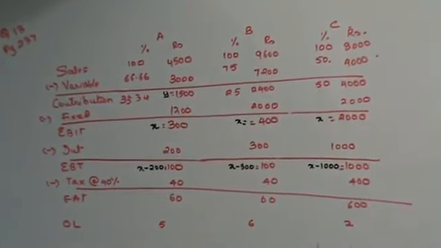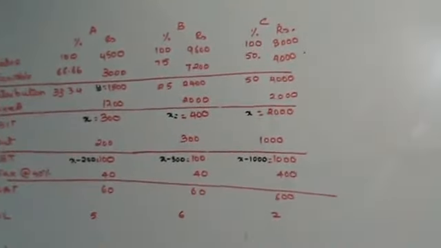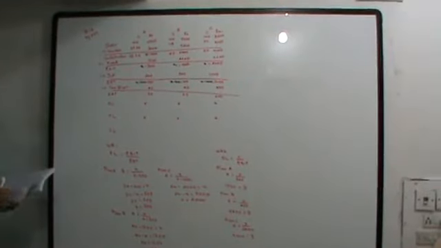In this sum, the unique thing was no data was given, the leverages were given to you on the basis of which you have calculated everything. Fine, did you get this thing clear?